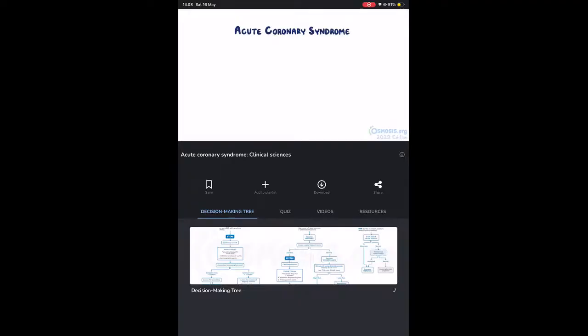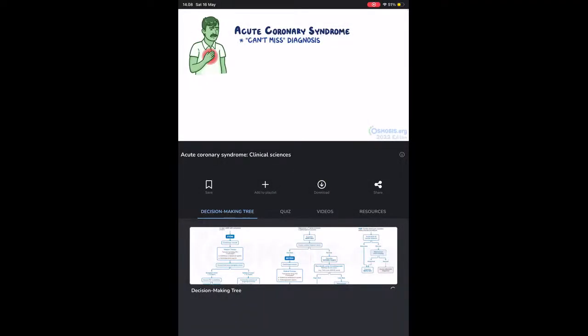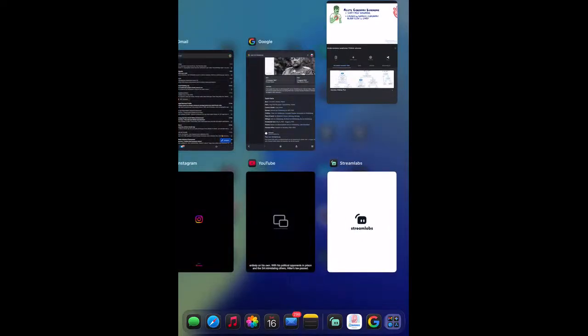Acute coronary syndrome, or ACS, is one of the can't-miss diagnoses that must be ruled out when a patient presents with acute chest pain. ACS is caused by sudden decreased coronary blood flow, also known as cardiac ischemia.